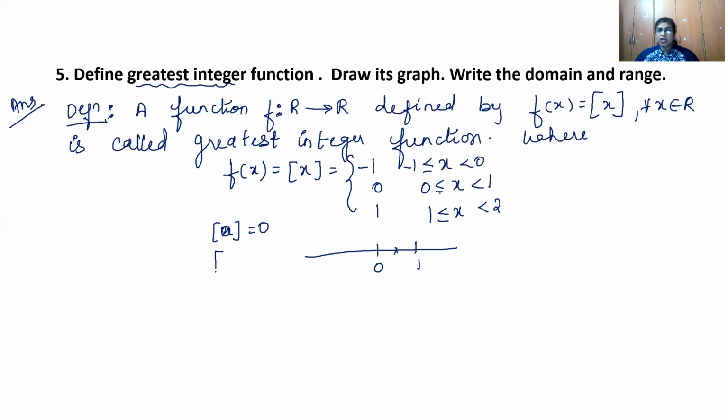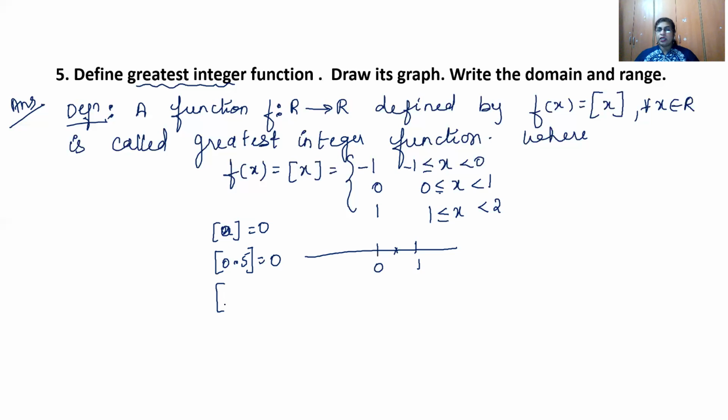But when I have 0.5, 0.5 is not an integer. So what is the greatest integer of 0.5? In that case, you have to see the leftmost integer of that. What is the leftmost integer? 0. So here all the values less than 1 will have the same answer, 0.